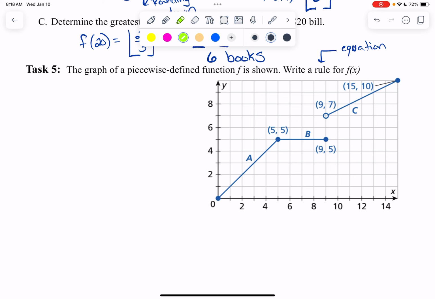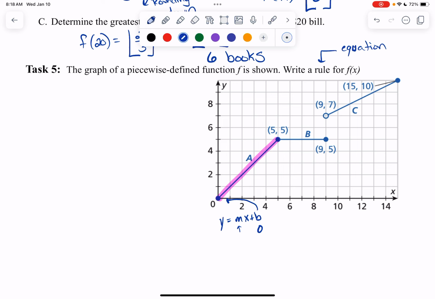So let's start, and let's look at just this piece right here. Let's write that equation, and then we'll worry about those boundary points in a minute. First, to write that equation, I can use y equals mx plus b because I know my b. I know my y-intercept is right there at 0. Now I need to determine my slope, my rise and run. So be careful of the scale. Here I'm counting by 1s, and here I'm also counting by 1s.